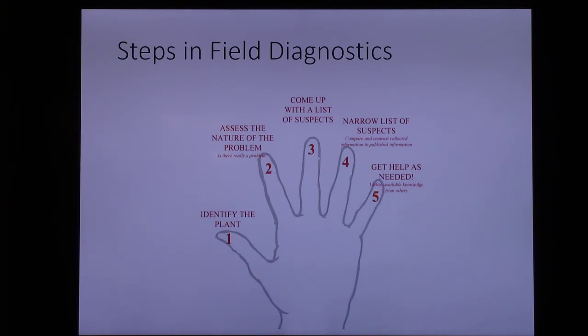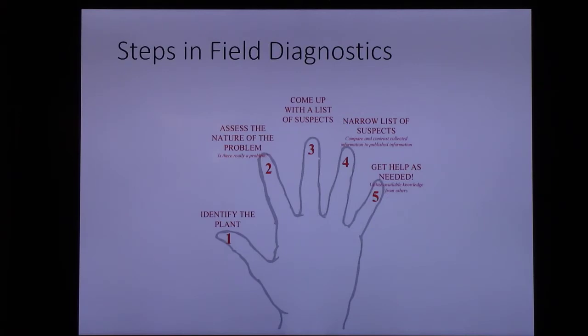First off, be able to identify the plant. Now, you don't have to know specifically, like, oh, this is a certain variety of salvia, just so long as you know it's a salvia. That's the main thing. Be able to identify the plant. And then assess the nature of the problem. Is there really a problem? Or is this a natural part of the plant's life cycle? The plant might be losing its leaves. Well, is it a problem? Well, we're getting into fall.